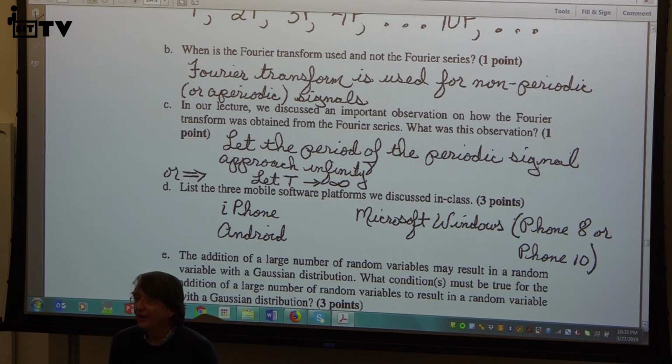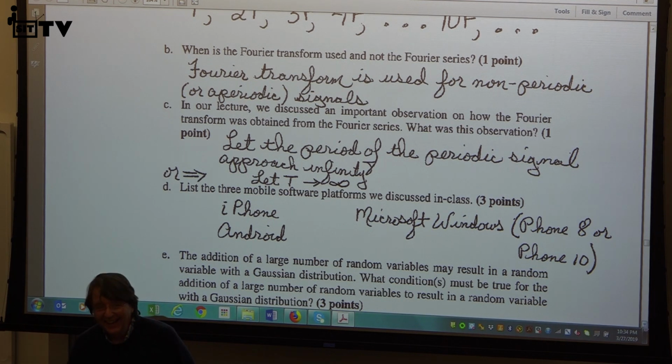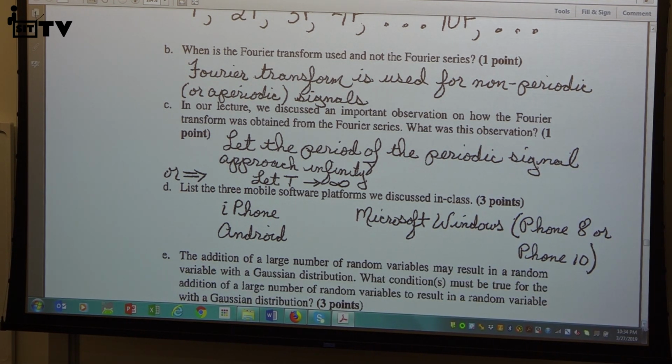God bless. D. Oh, that went over really well. I struck out on that one. I can tell Magdalena I didn't emphasize that in class.